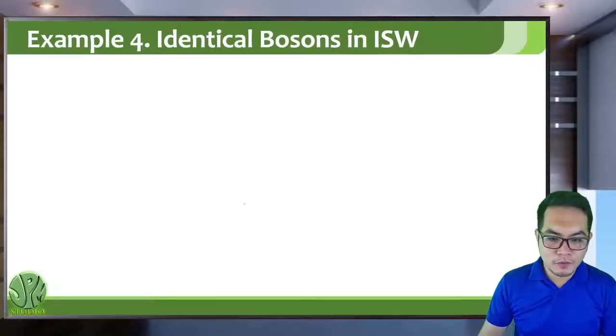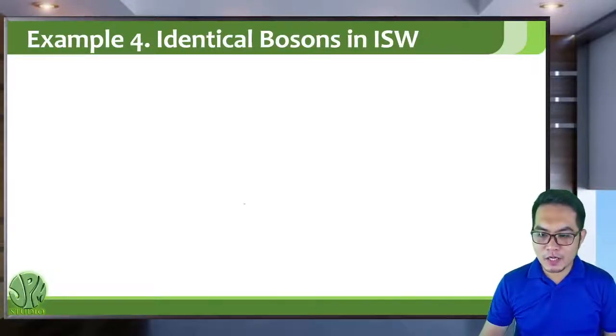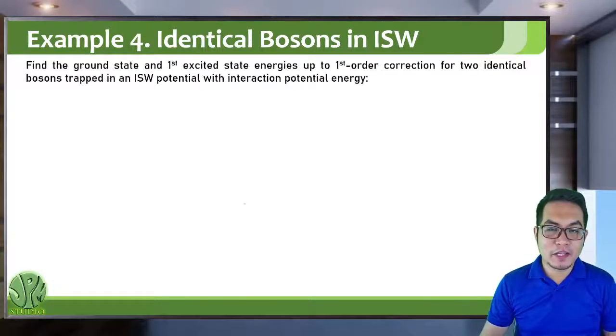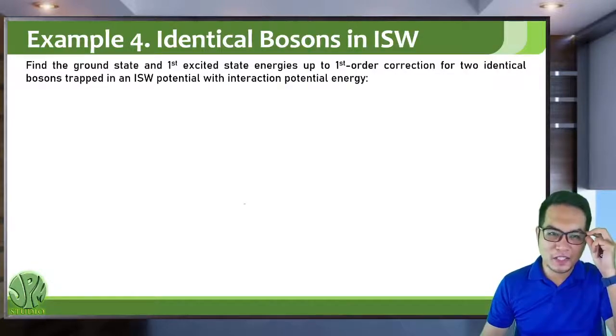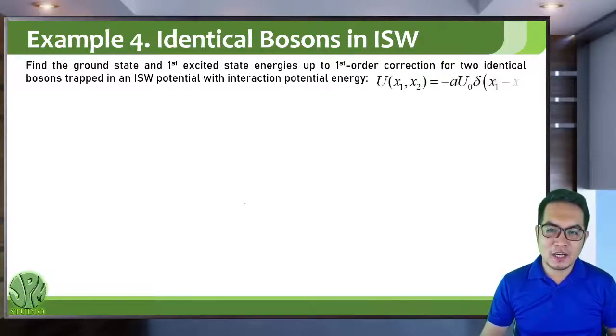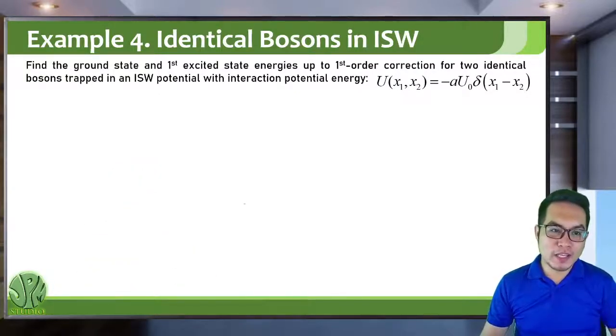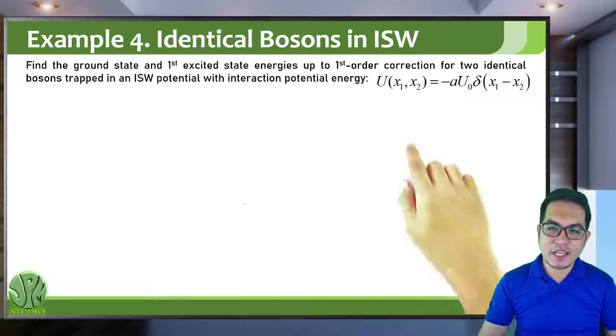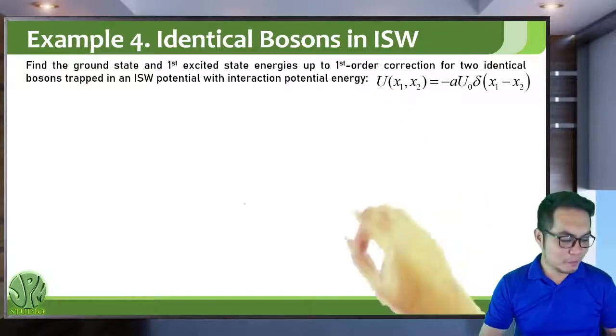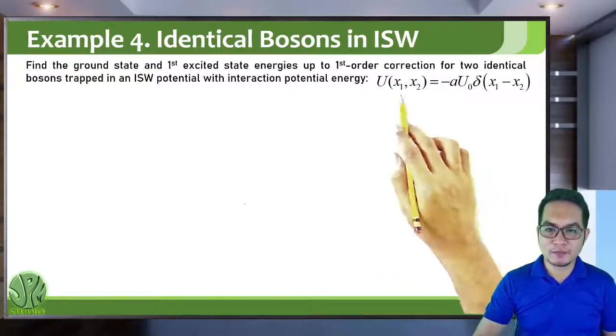Okay, for the last example for this lesson, we have identical bosons in an infinite square potential. This is a two-particle system, so you have 2 identical bosons trapped in an infinite square potential. When we discussed this system in the previous chapter, we avoided the interaction. We assumed that they are not interacting. But now, in this case, they have an interaction potential energy.